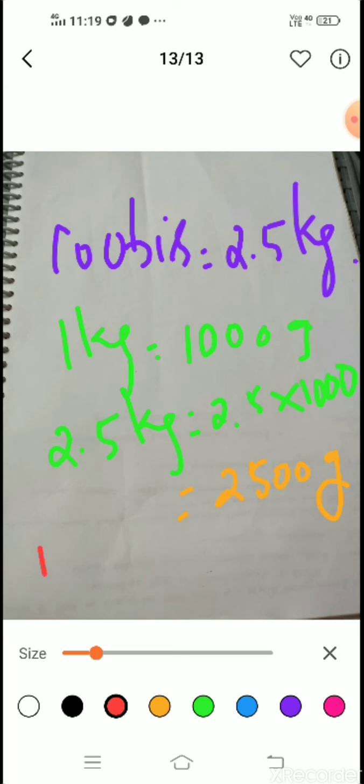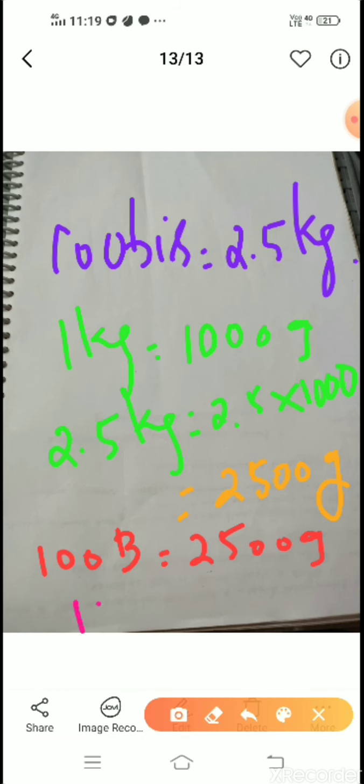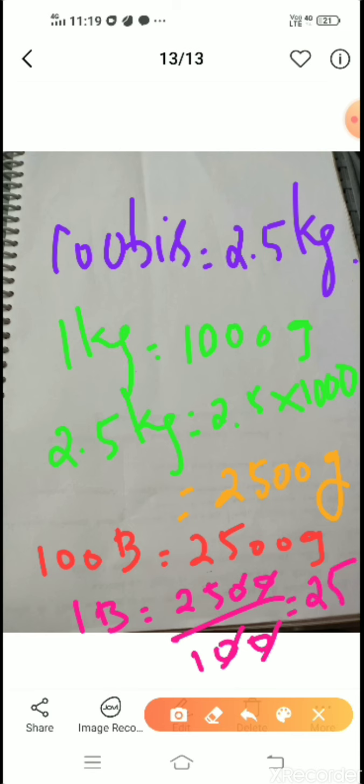So what you have to do: 100 biscuits is equal to 2500 gram. Therefore 1 biscuit is equal to 2500 divided by 100. The zeros will get cancelled. Finally you will get your answer as 25 gram. Therefore one biscuit value is how much? 25 grams.